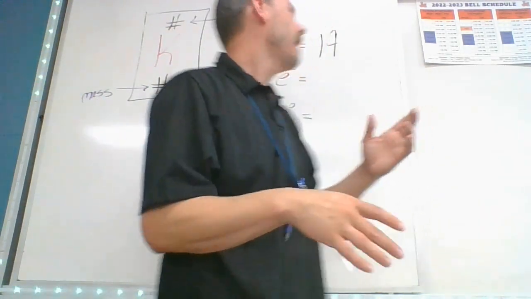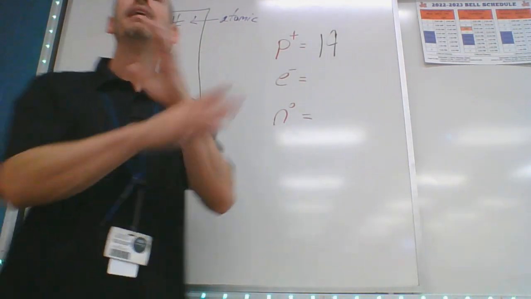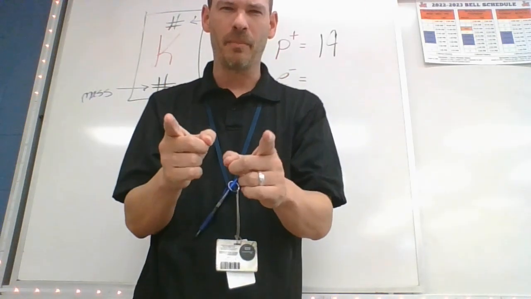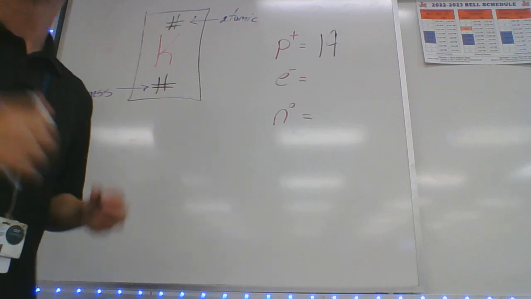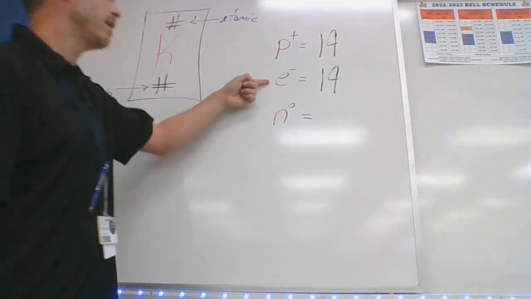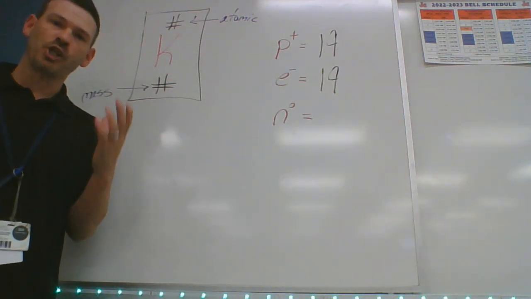That's the idea, is that potassium doesn't have a charge. For potassium to not have a charge, pluses and minuses, same number. How many electrons, therefore, does he have? 19. So these will be the same number as long as there's not a charge.